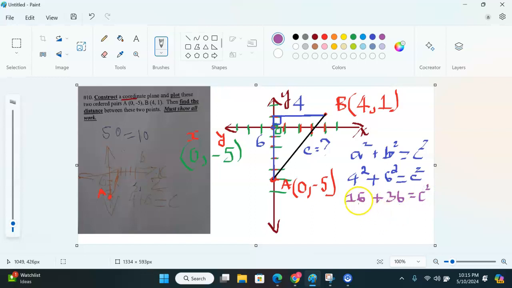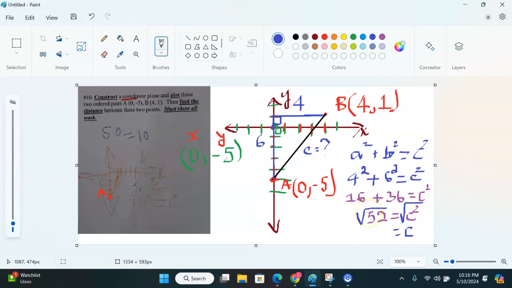All right. 16 plus 36, 6 plus 6 is 12. Remain 1. 1 plus 3 is 4. 4 and 1 is 5. Or you can say 16 plus 36 gives you 52. So it's going to give you 52 equals c squared. So now how do I find c? To find c in this problem, same thing I did with number 5, I have to take the square root. Except in number 5, you take the square root of a squared. In this problem, I'm taking the square root of c squared. Now the square root of c squared is just going to give me c.